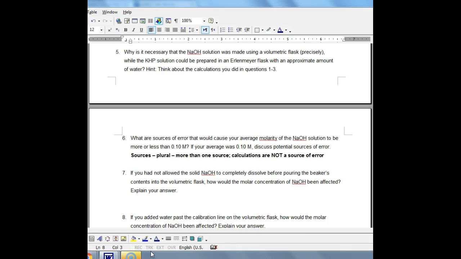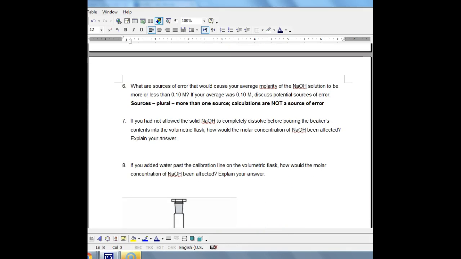So according to the procedure for steps 2 and 3, you were to weigh out so much NaOH, and you were to add it to approximately half the amount of water that you would need to bring it to the final volume of 100 milliliters. If you had not completely dissolved the NaOH before you added it to the volumetric flask and brought it to the final volume, what would that have done to the concentration in theory that was in that volumetric flask? Would it have been more than 0.1? Would it have been less than 0.1? Would it not have been affected? And then I want you to tell me why. Okay? And it is one of those three.